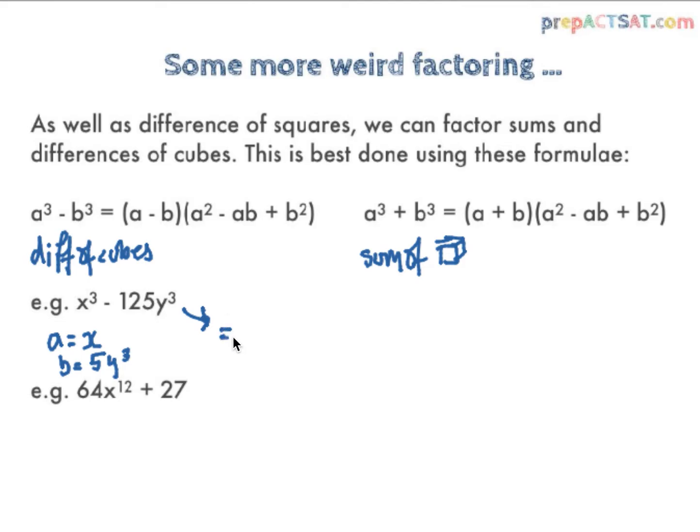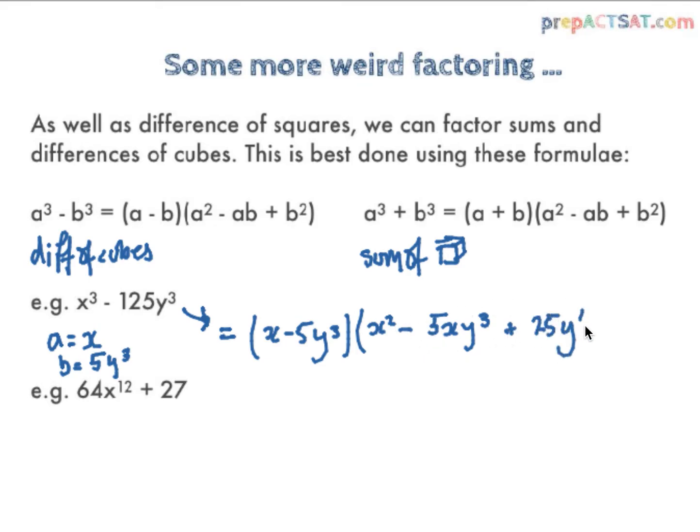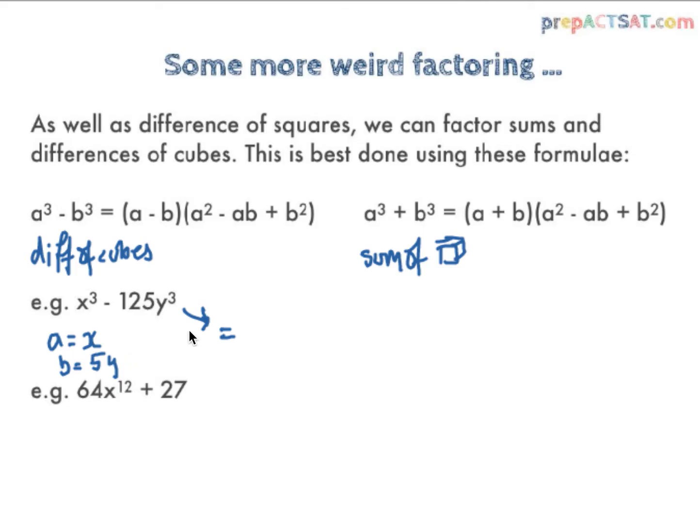Right, so the formula is a minus b, so I'm just going to write my a and my b. A squared, so that's just x squared here, minus ab, so that's minus 5xy cubed, plus b squared. Okay, 5 squared is 25. Y cubed squared is y to the 6. But I shouldn't have had the cube there in the first place. Sorry, I have done this all wrong. That's really helpful, because I forgot to take the cube root of the y. Okay, let's start that one again, sorry.